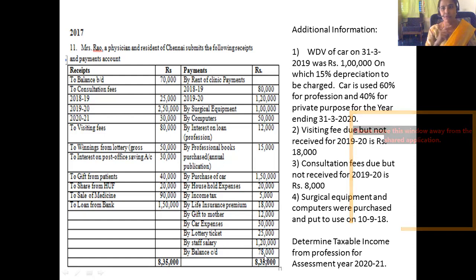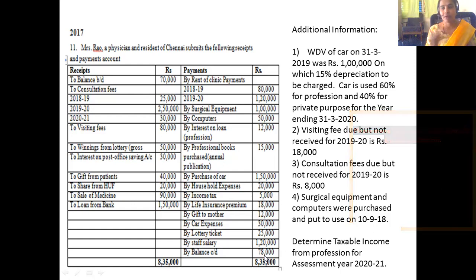Next one is visiting fees. Doctor's visiting fees is a professional receipt. Winnings from lottery is not related to income from profession; that will be taken up under income from other sources. Interest on post office savings bank account we also don't record here. Gift from patients is a professional income. Share from Hindu undivided family is exempt, and it is not related to profession. Sale of medicine is in the regular course of the doctor's profession.